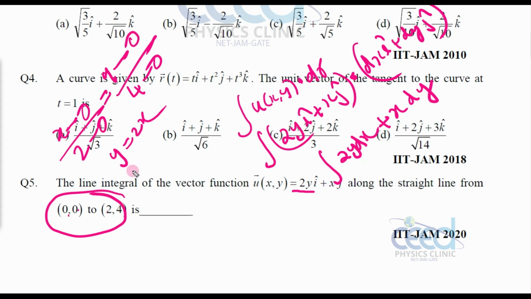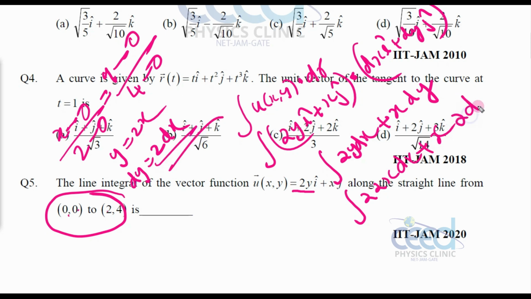If y is equal to 2x, what is dy? 2dx, right? So I am substituting y as 2x, so 2y is 2 times 2x, into dx, plus x into dy. Dy is 2dx. Now I have converted this all into the x variable, and the x limit is varying from 0 to 2. So let me write this as 0 to 2. So 2 into 2, that is 4, that is 4x dx plus 2x dx.